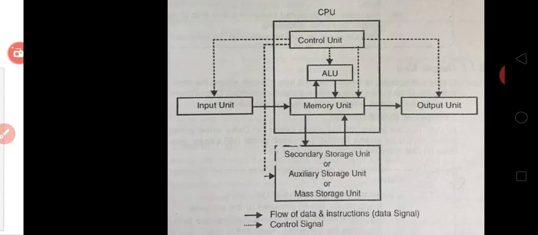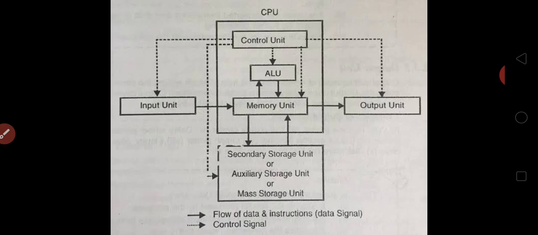The input unit of the computer is a part which is used to give data to the computer, which needs further processing. Children, can you tell me about some of the input devices? Yes, you are correct. The keyboard, the mouse, the scanner are some of the input devices of the computer.